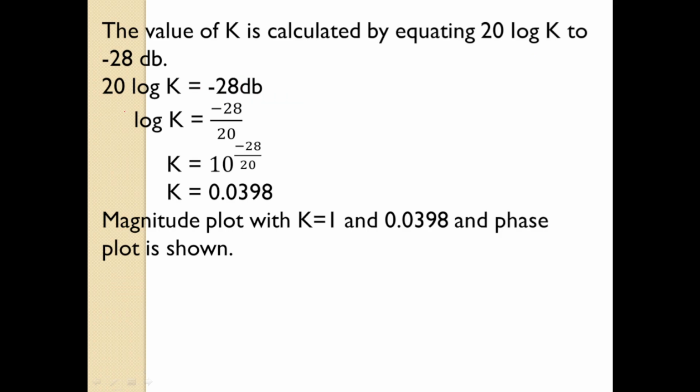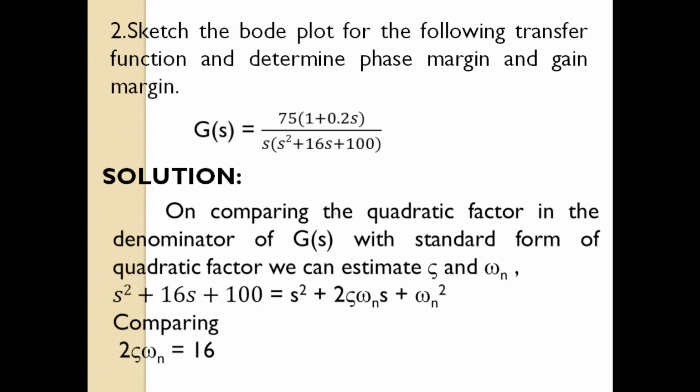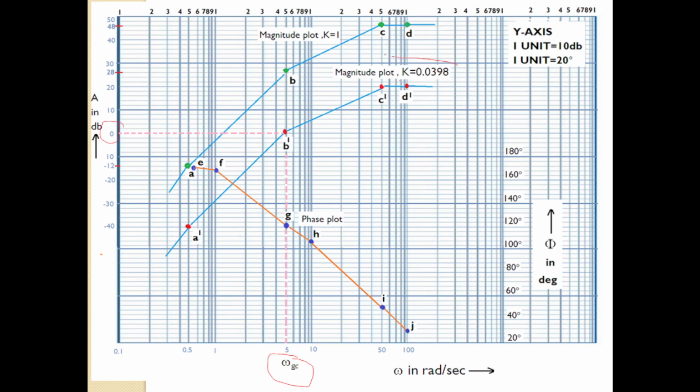So 20 log K is equal to minus 28 decibels. You just simplify it, you will get K equal to 0.0398. So for now we have got 2 magnitude plots and 1 phase plot. Among these 2 magnitude plots, this is our exact magnitude plot, for the K value we have got at omega equal to omega gc. So the K value is 0.0398. The other magnitude plot is for K equal to 1, along with 1 phase plot.